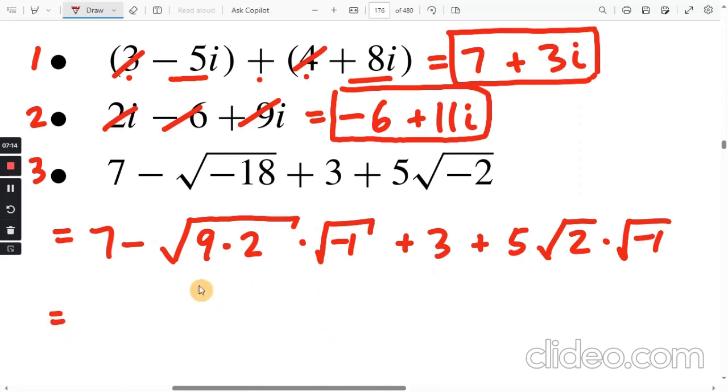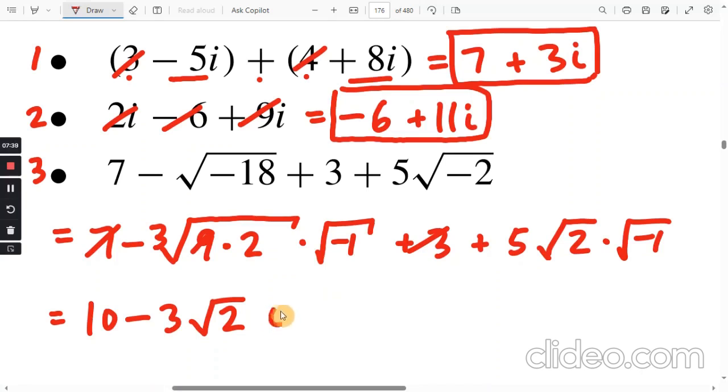All right, let's see. Let's do the reals first. We have a positive 7 and positive 3. So that's going to be 10. The square root of 9 is just 3. So this is negative 3 radical 2. The square root of negative 1 is just I. And over here we have plus 5 radical 2. And again, the square root of negative 1 is just I.